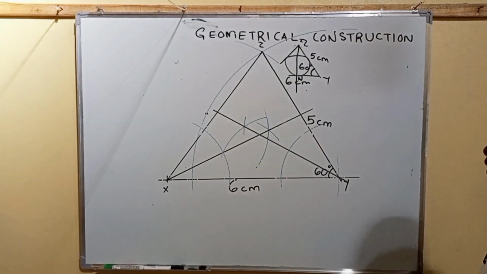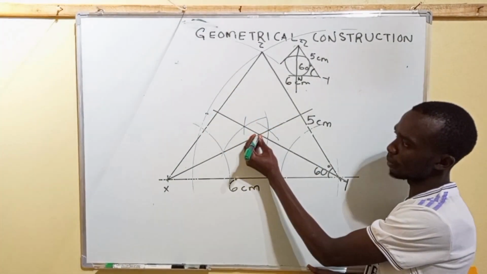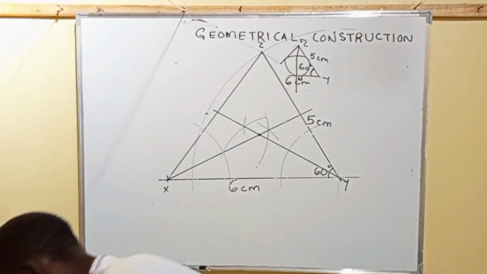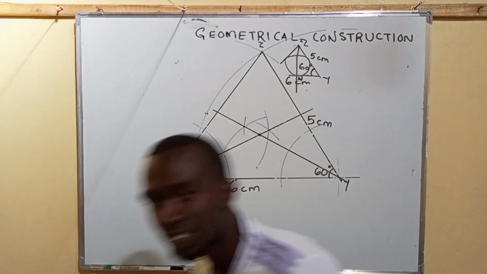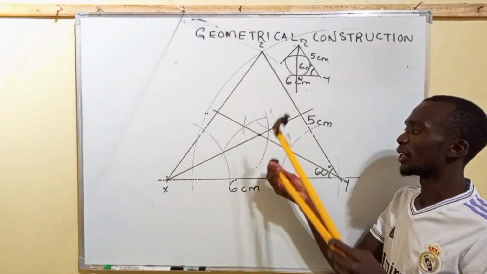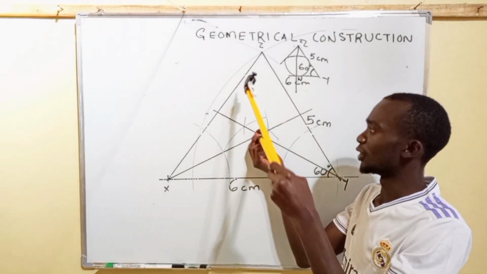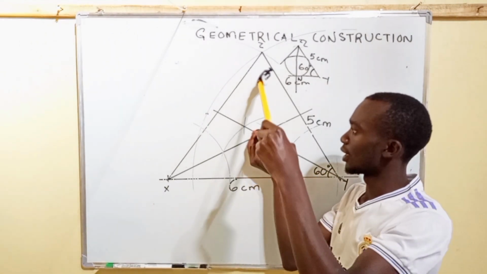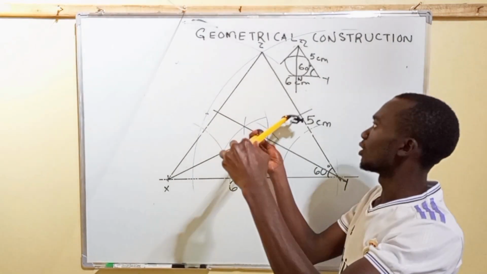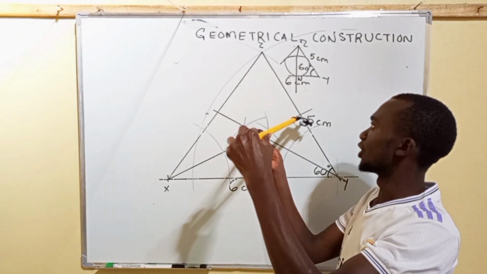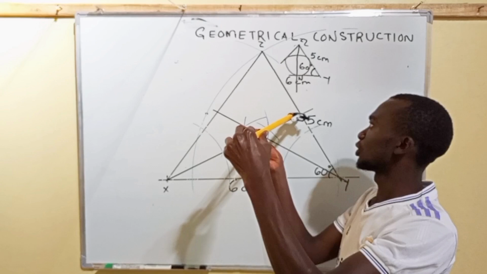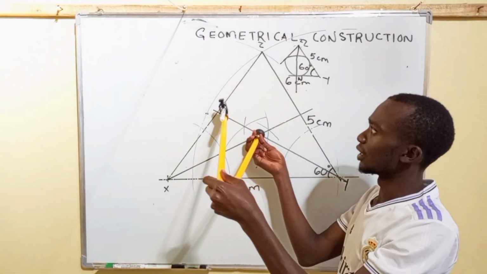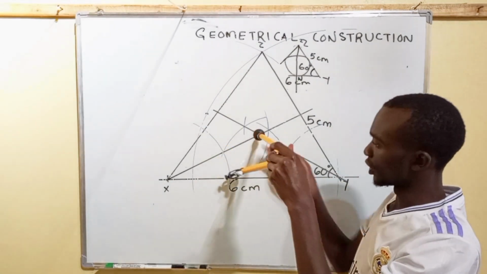Now the two angle bisectors are meeting at this particular point. So this is where we are going to place our compass to draw, because it is the center of the circle. This is the center of the circle. Then we draw an inscribed circle. It should touch the line but should not cross the line.